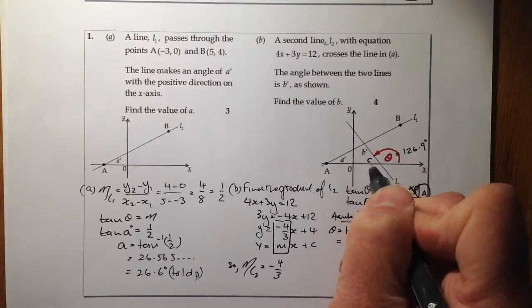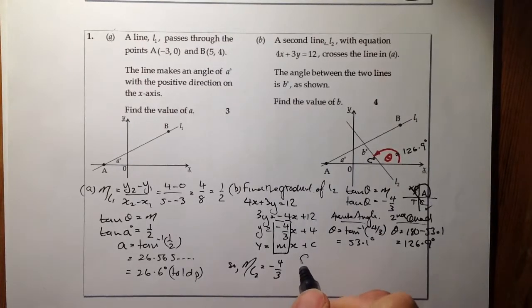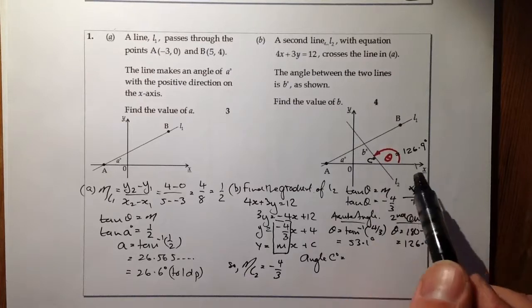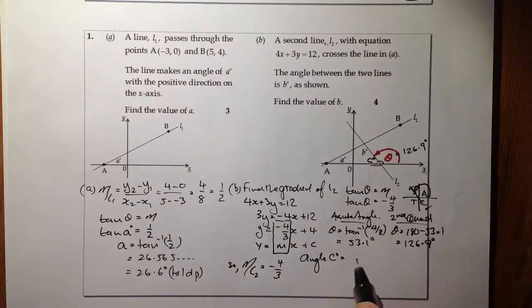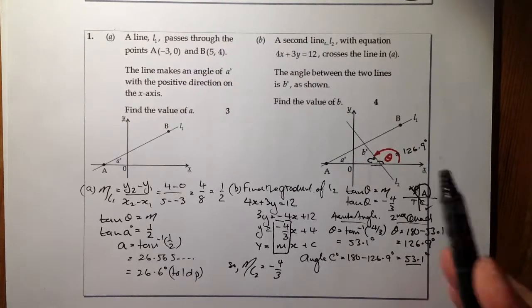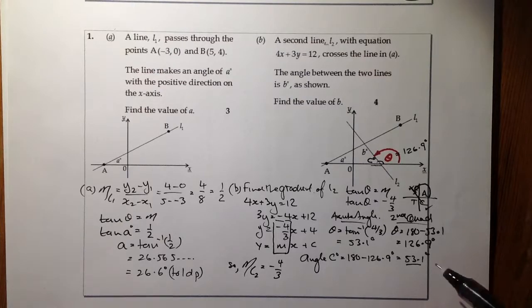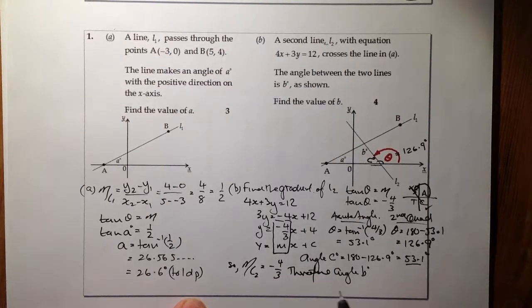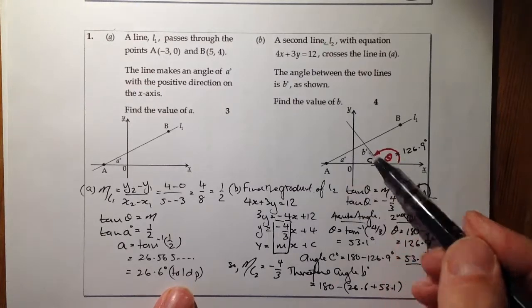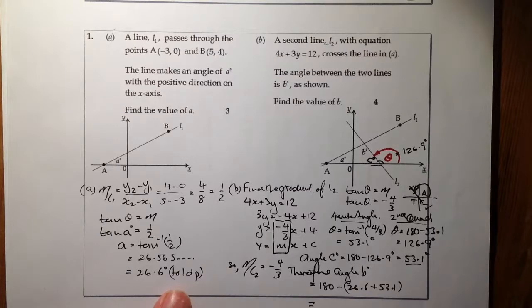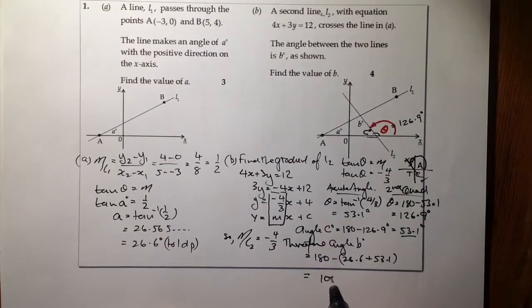Now I'll find this angle in here, which I'll call C. Remember, we've got a straight line sitting here, so using the properties of a straight line, 180 minus 126.9 takes me back to that angle there. So C is equal to 53.1. Therefore, angle B is equal to 180 minus 26.6 from part A, minus 53.1. All we're doing is using the fact that the angles in a triangle add up to 180. From there, my final answer is 100.3 degrees, and that completes the question.